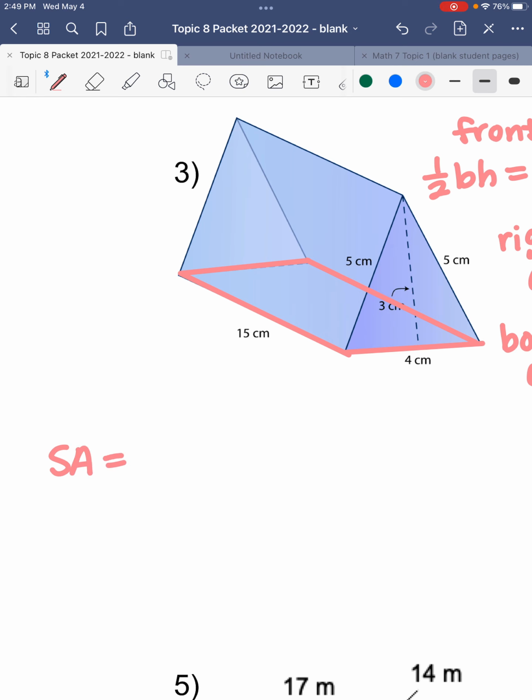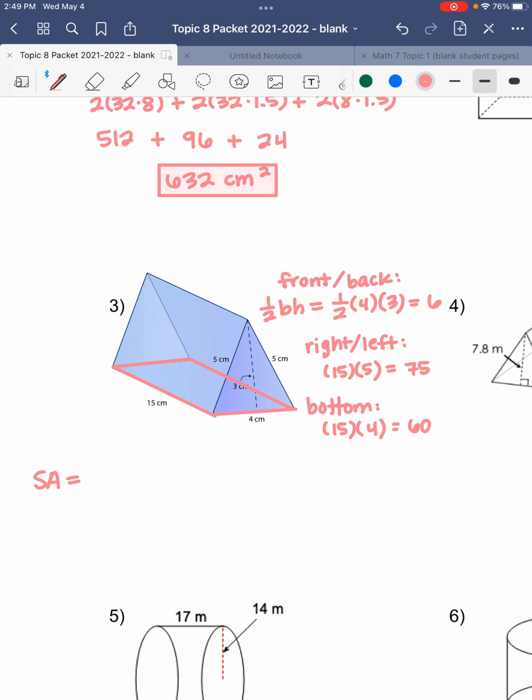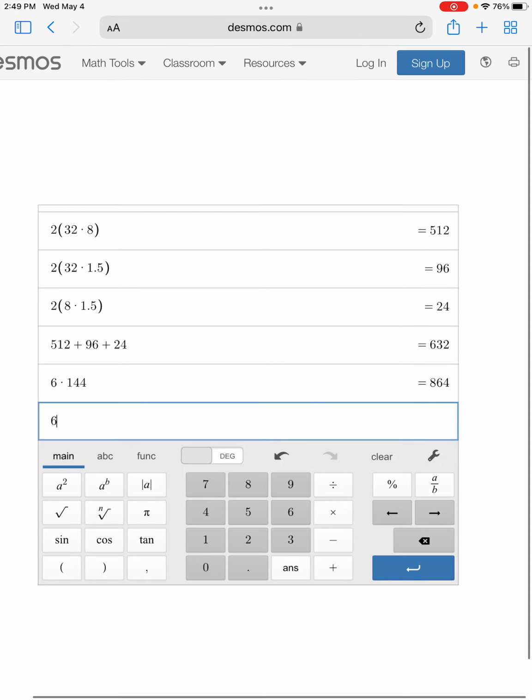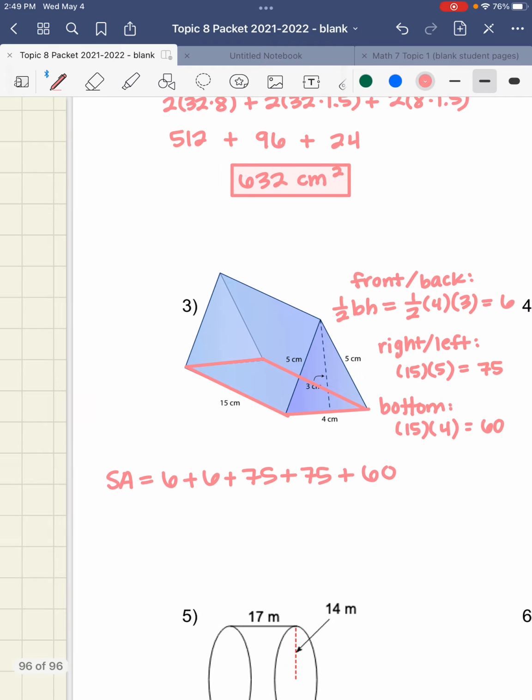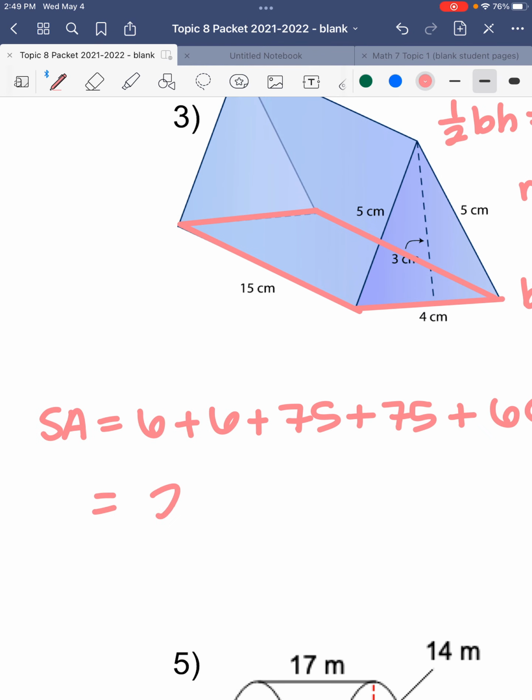So surface area is my front, which we already said was 6, plus my back, which is 6, plus my right, which is 75, plus my left, which is 75, plus the bottom, which is 60. So now I'm going to add all of that and put that into my calculator. So we have 6 plus 6 plus 75 plus 75 plus 60, and I get 222. So the surface area is 222 square centimeters.